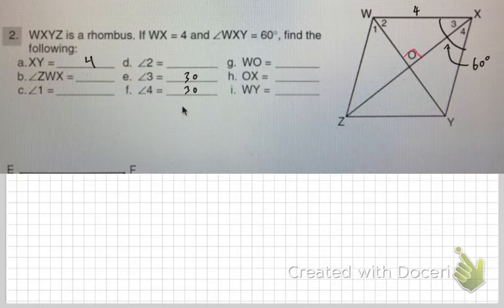So now if I'm looking at our right angle and angle 3 and angle 2, I have this little right triangle right here. And so if I know that this yellow angle is 30, and I know this angle is 90, I know that all three angles have to add to 180. That means that angle 2 has to be 60 degrees, which means also angle 1 has to be 60 degrees.